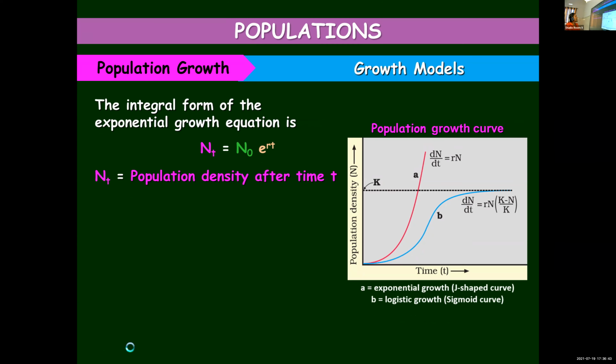The integral form of the exponential growth equation. We can even represent it in the integral form: N_t, the population density at time t, is equal to N_0, that is the population density at time 0, the initial time, times e^(rt). e is the base of the natural logarithm, whose value is approximately 2.71 or 2.72. r is the intrinsic rate of natural increase and t is time. So the same exponential growth equation can be represented in the integral form.